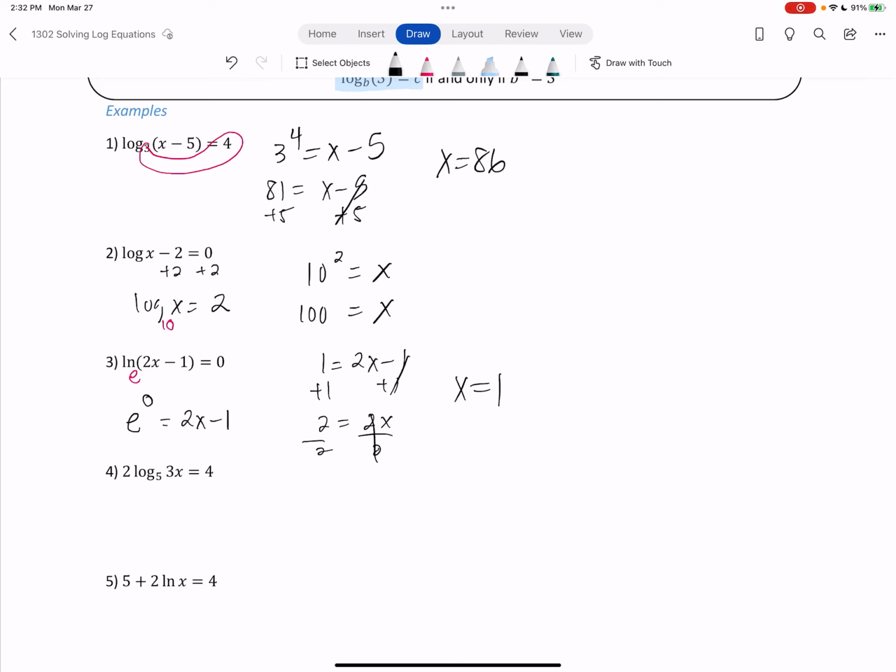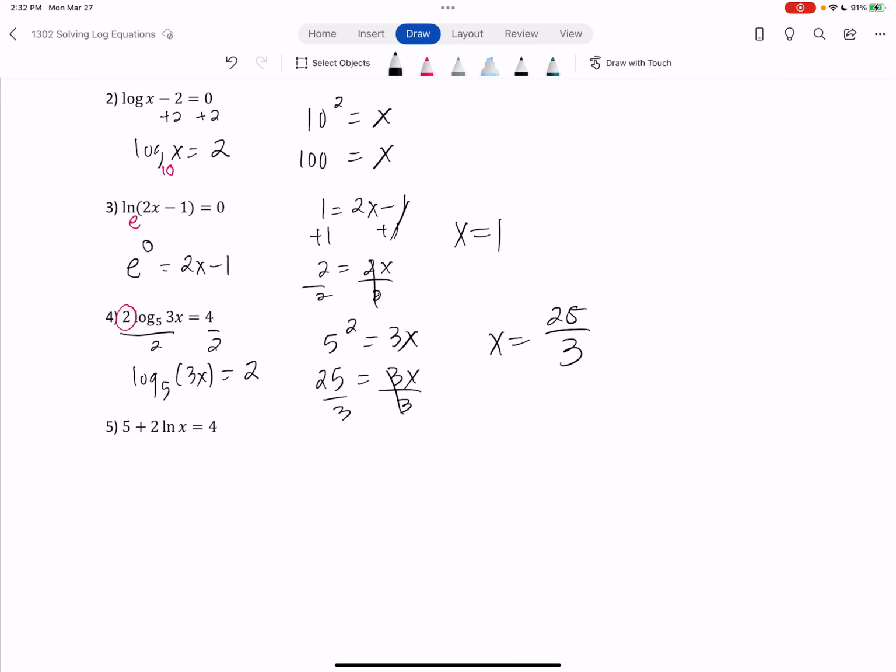Okay, in this next example, again, this 2 in the front is sort of getting in the way, right? I can't apply the definition until I get rid of that 2. So I'm going to divide both sides by 2, and it says log base 5 of 3x equals 2. Now I'll use the rule. 5 to the second equals 3x. 5 to the second is 25. Divide both sides by 3. x equals 25 over 3.